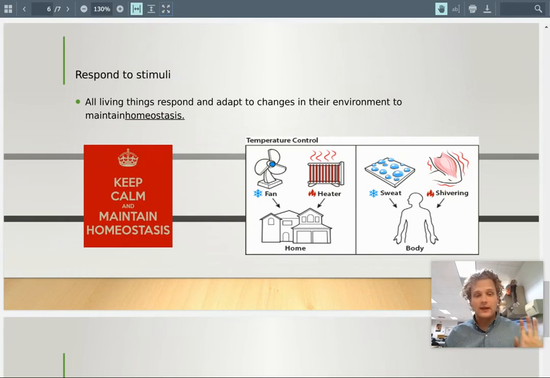We're going to have an entire lab on this involving worms. So it'll be really cool to see what the worms do in response to certain things. Stimuli like light, stimuli like water, and stuff like that. All right. And so just explaining that, this slide talks about how all living things respond and adapt to changes in their environment to maintain homeostasis. That's a word we're going to come back to.